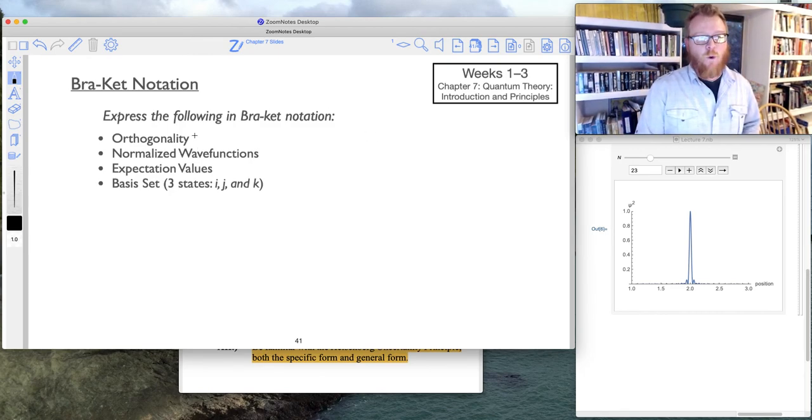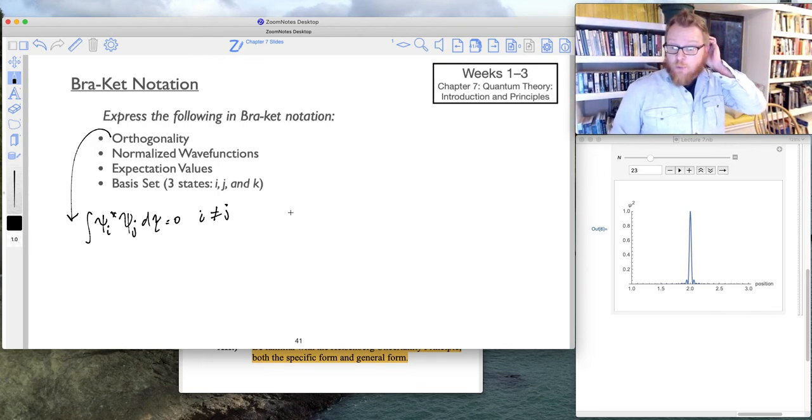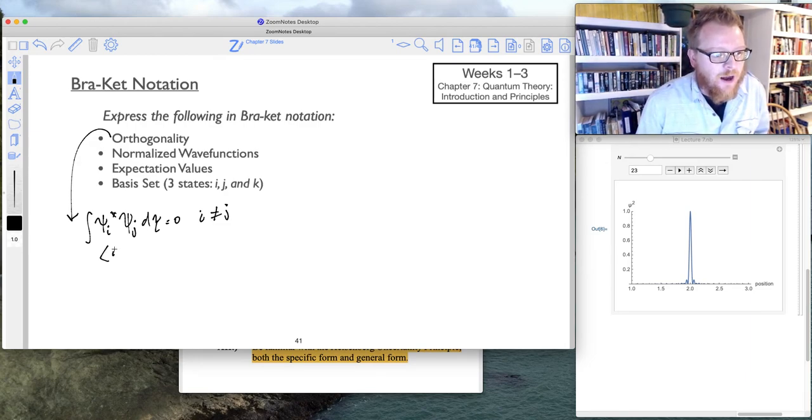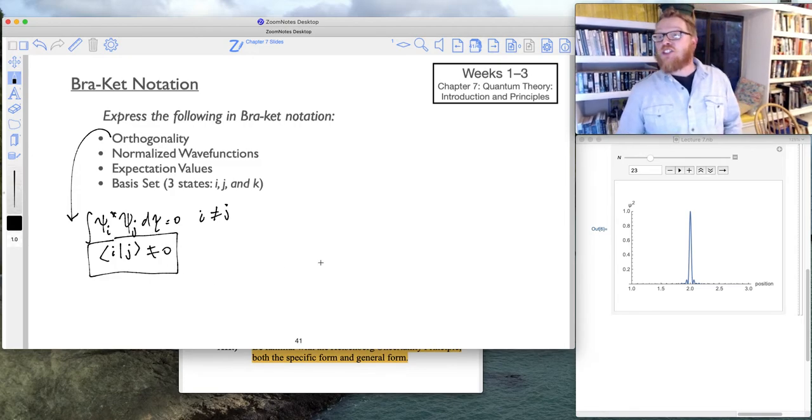Okay, first one I'm going to do is orthogonality. So let's do that right here. I'll remind you, orthogonality looks like the following. The integral of psi of state I, complex conjugate, psi j d tau equals 0, where I cannot equal j. So how would I express this in Bra-ket notation? Well, quite simply, I could just say I in a bra, j in a ket with a shared line does not equal 0. And bam, look how easy that was to notate, assuming that I know the Dirac Bra-ket notation, okay?